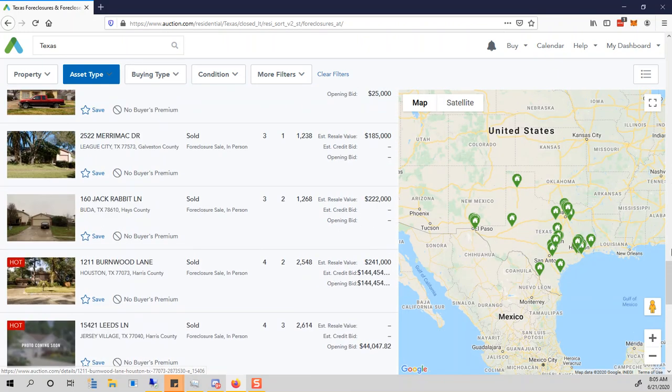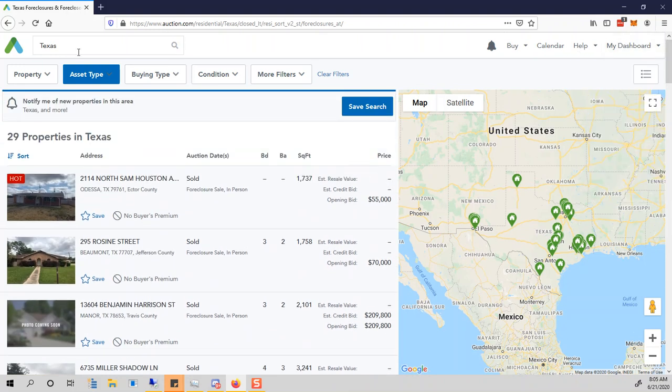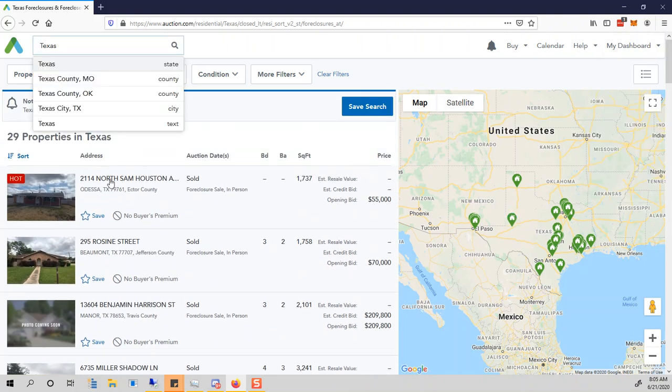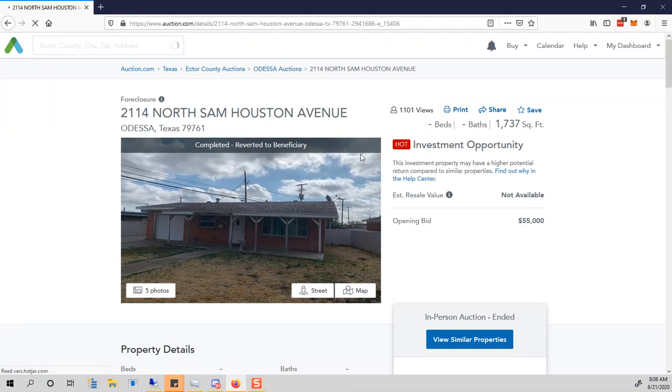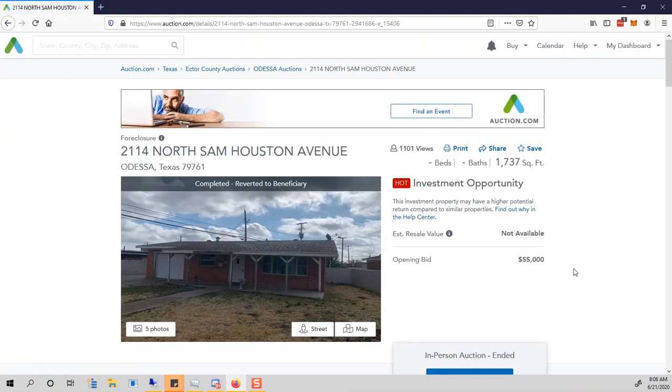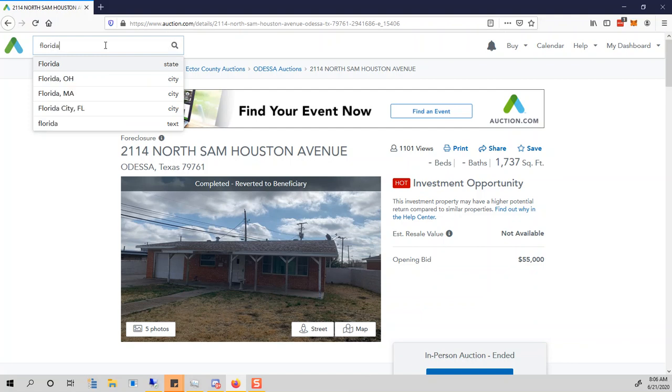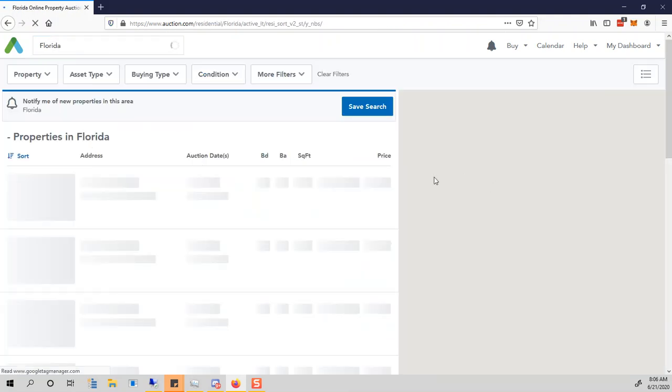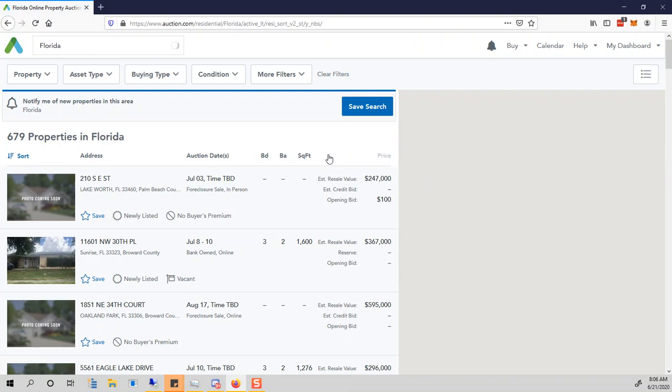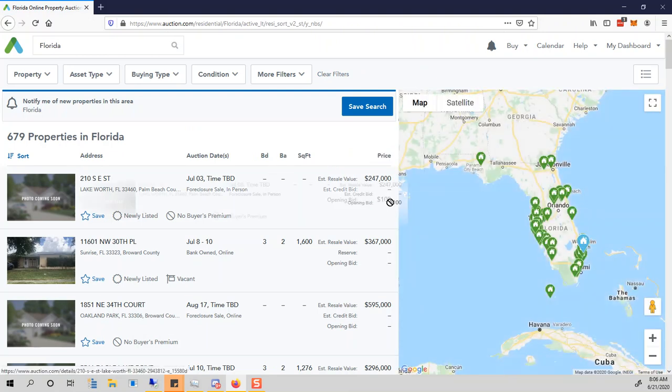Another thing is, let's say for example Florida. When we open this one, let's say it's sold to third party. Texas always has reverts to beneficiary, that's sold, and we don't want that one. But let's say this was sold to third party and the opening bid was 55, right? If we look at Florida, it's a different story, because in all the sales the initial bid starts at $1 or something like that. So the opening bid is something really low, right?